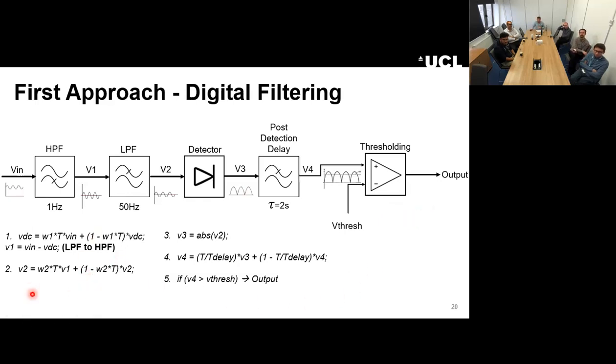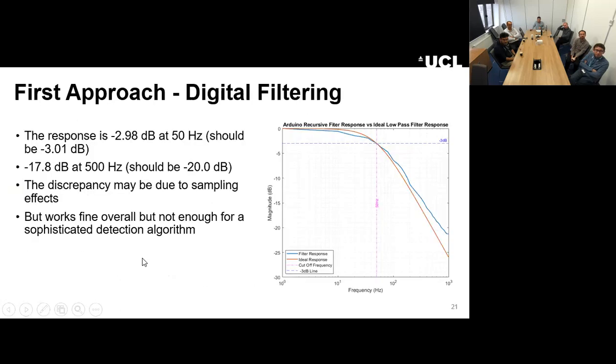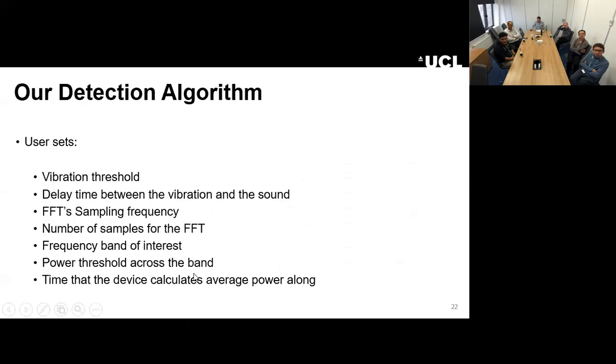It works quite nice, actually, and the response at 50 Hz is roughly 3 dB, which is quite nice. And at 500 Hz it is around minus 18 dB, which should be minus 20, but still all right. I mean, there's some mismatch between the ideal filter response and the response that we got from the Arduino, as expected. There can be many reasons for that. We can also add some of these effects to the filter response instead of using an ideal filter response. But overall, it works nice, but we need something more sophisticated.